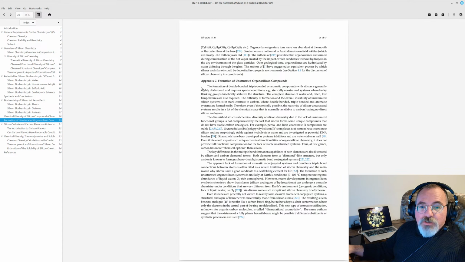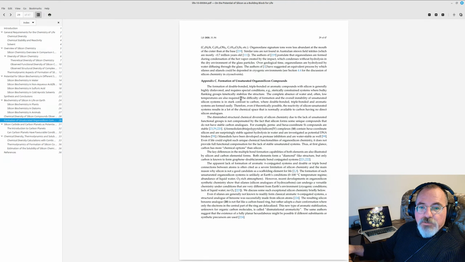The formation of unsaturated organosilicon compounds. The formation of double-bonded, triple-bonded, or aromatic compounds with silicon is generally highly disfavored and requires special conditions. For example, sterically constrained systems where bulky flanking groups kinetically stabilize the structure. The complete absence of water and often low temperatures are also required.